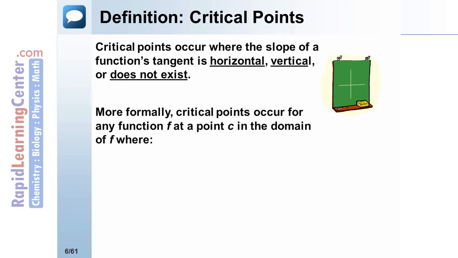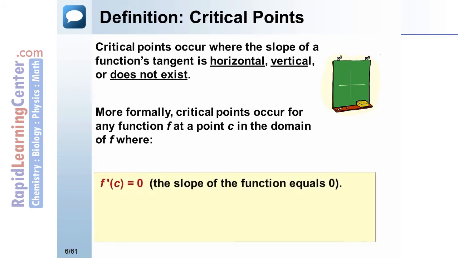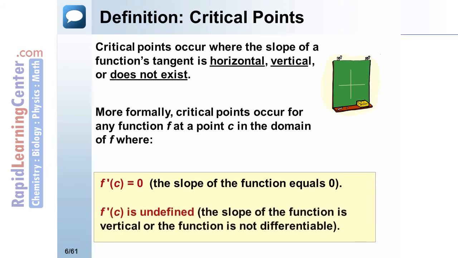More formally, critical points occur for any function f at the point c in the domain of f where the derivative evaluated at that point is 0. This would relate to a horizontal tangent where the slope of the tangent line would be 0. Or the derivative evaluated at that x point is undefined. This would relate to being either a vertical tangent or non-existing.